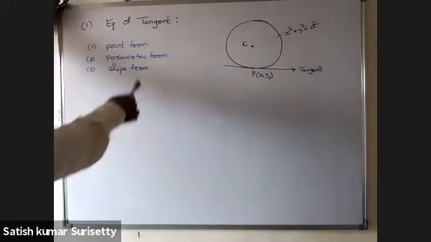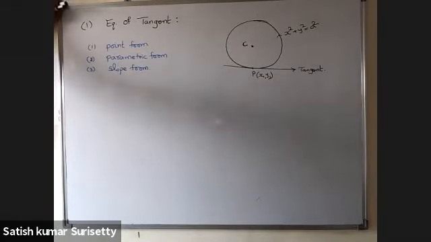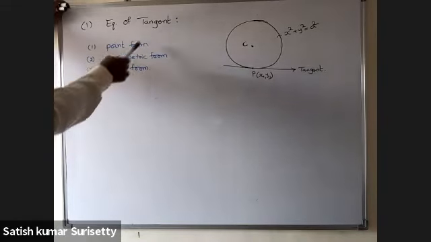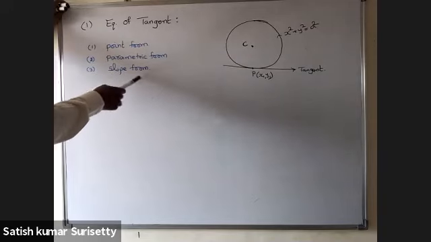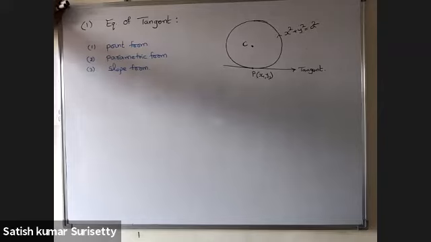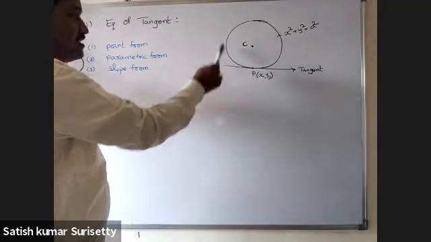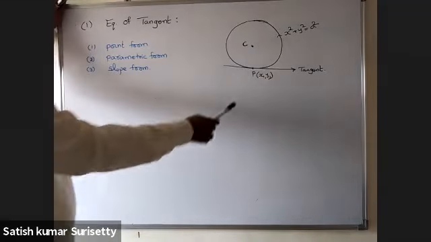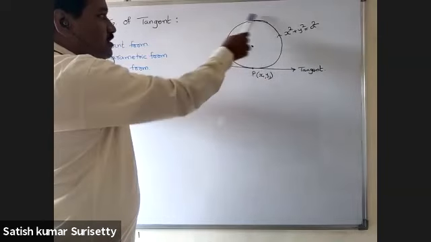So how to find the equation of the tangent to the circle? There are three forms of tangents. One is point form, second one is parametric form, and third one is slope form of the tangent. Now what is the meaning of point form? The circle equation will be given and the point on the circle will be given, that is the point of contact. You need to calculate the equation of the tangent at P to the circle.